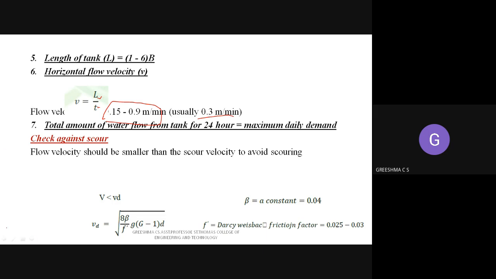We have a particular equation for that. This is that equation: v should be less than v_s. Here v is the flow velocity. Flow velocity should be less than scouring velocity. But the scouring velocity is given as the square root of 8 beta by f dash into (G minus 1) into d. Here f dash is the Darcy-Weisbach friction factor, and beta is a constant which is taken as 0.04.